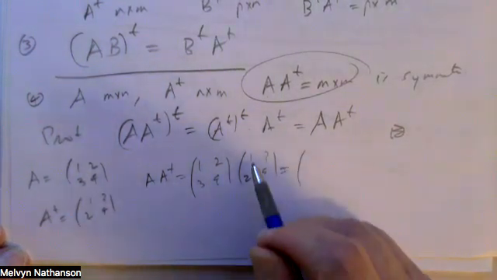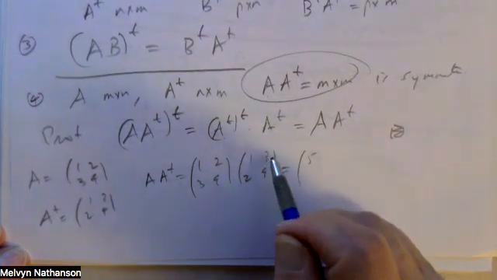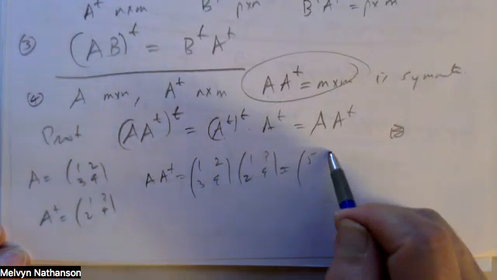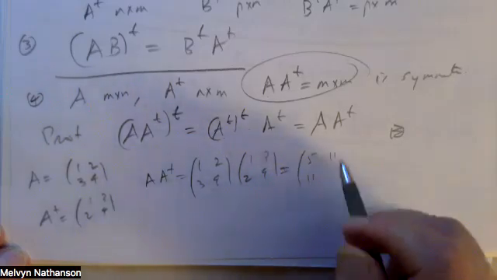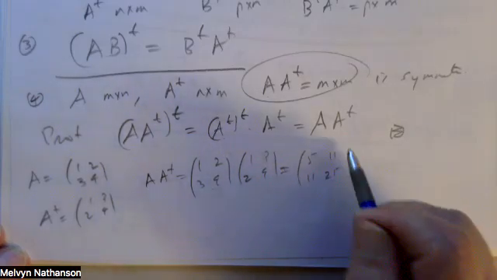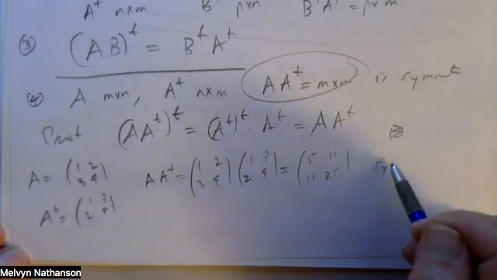When I multiply them, I get 1 plus 4 is 5, 3 plus 8 is 11, 3 plus 8 is 11, 9 plus 16 is 25. This is symmetric.